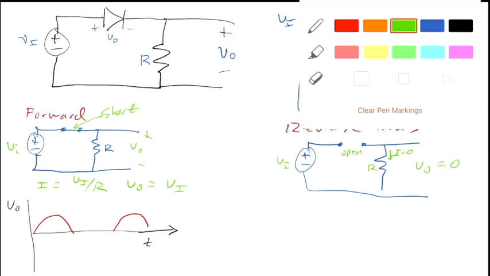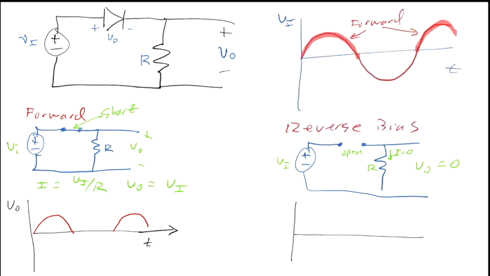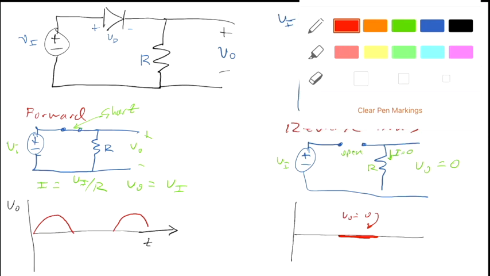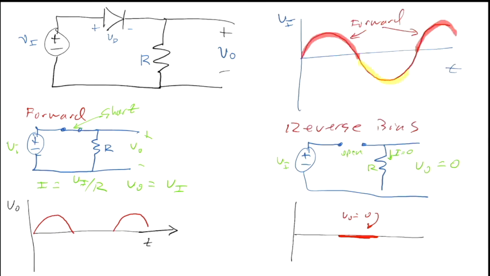And we have an output characteristic for the negative going part, which is just 0. And that's for this chunk of time. For that negative input voltage, we've got a reverse bias. The diode's turned off, it's open, and no current flows through at all.